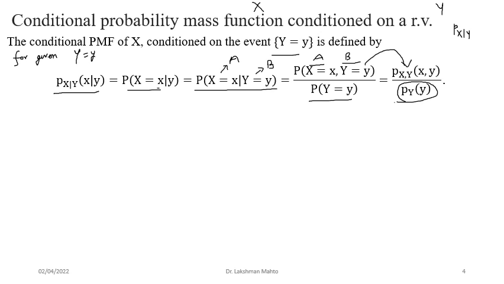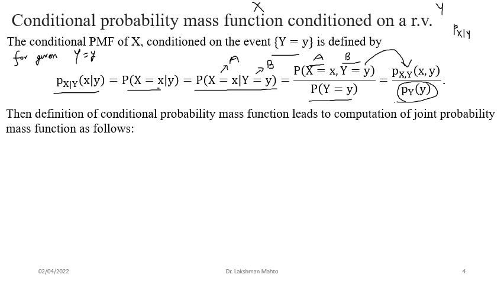Okay, now we will try to see further. We will restate it in order to write the joint probability mass function as a product of the prior probability and the corresponding conditional probability mass function. So the definition of the conditional probability mass function that we have already defined with the help of the definition of conditional probability will lead to the computation of the joint probability mass function. How will it lead to that? Focus over this one.